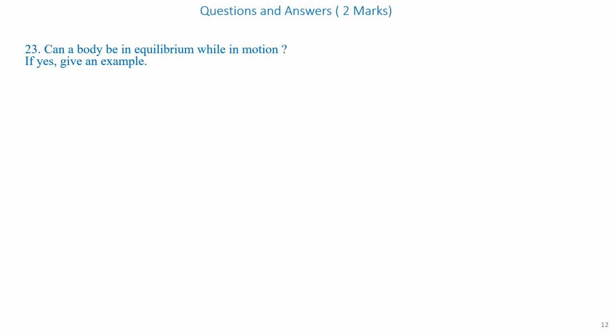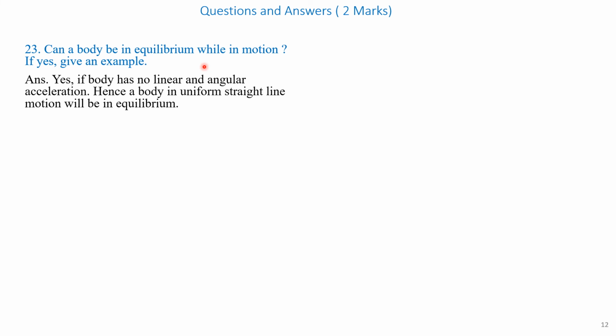Next question number 23. Can a body be in equilibrium while in motion? If yes, give an example. Answer is yes. The body has no linear and angular acceleration. Hence, a body in uniform straight line motion will be in equilibrium.